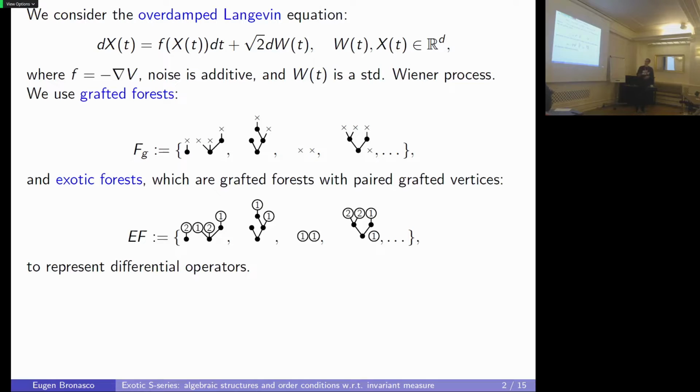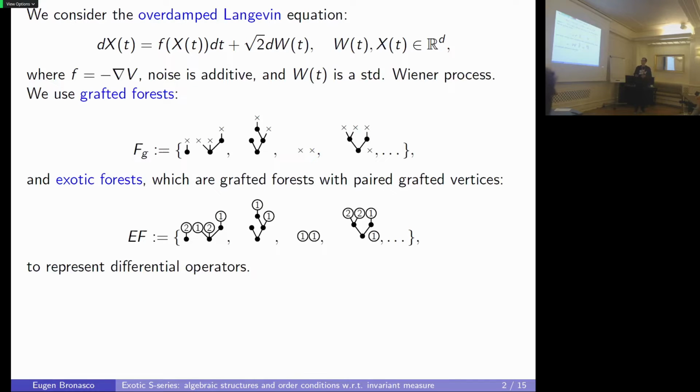We see that the exotic forests are grafted forests in which all the grafted vertices are paired. The pairing is denoted by these numbers. Here we see that these two are paired and these two are paired. When two numbers are the same, this means that the grafted vertices are paired.